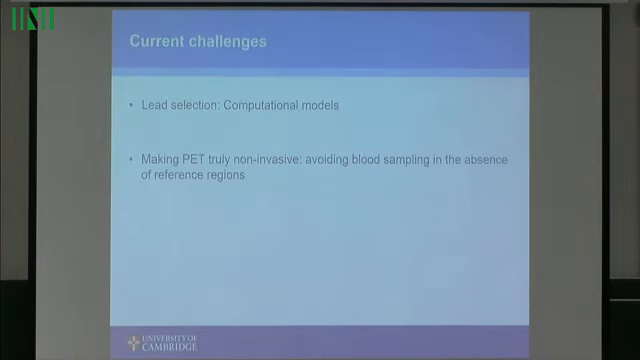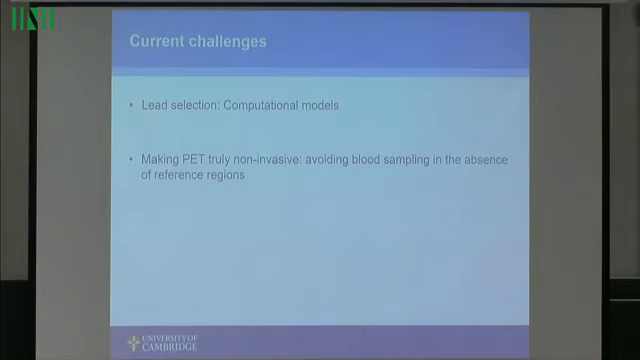And finally, this is my last slide. What are the current challenges that I would like help from you mathematicians with? One, in lead selection, to be able to select the right lead that can enter the brain, that can distribute in all the structures that we need, and which will not produce radioactive metabolites. Any kind of computational modeling that can simplify the lead selection would be much appreciated.